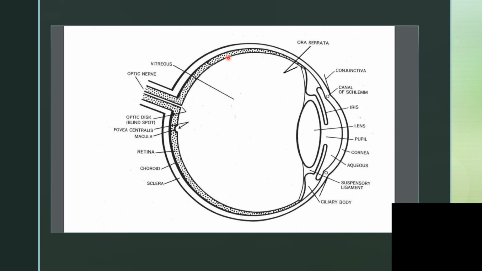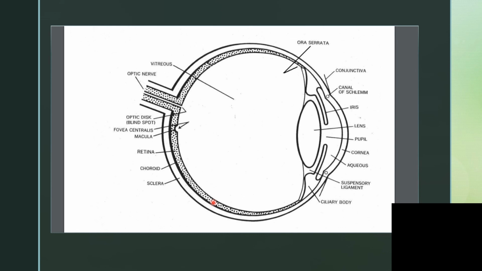Then we have the choroid located here between the sclera and the retina. It contains primarily blood vessels, and that is to provide nourishment to the retina.